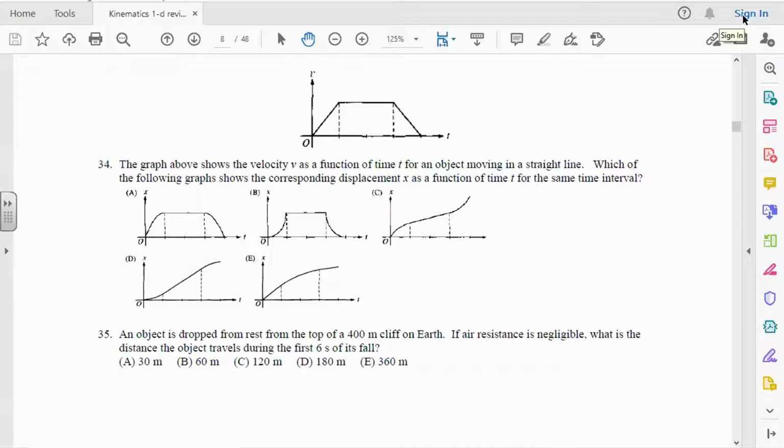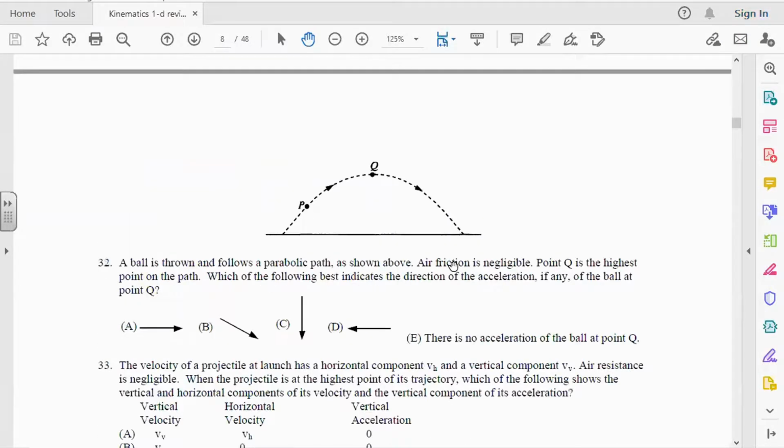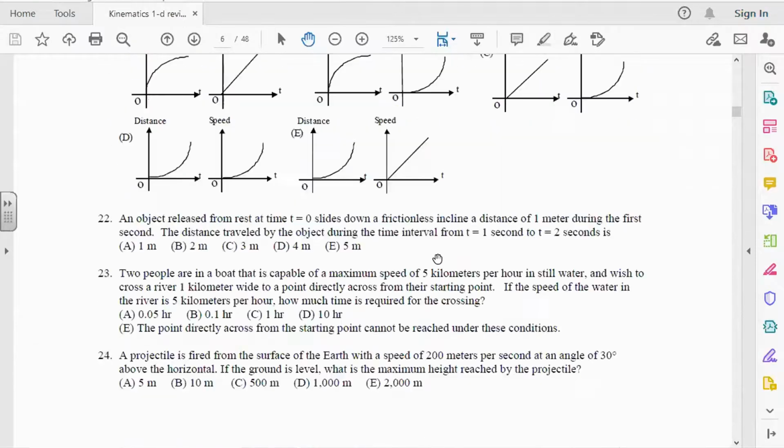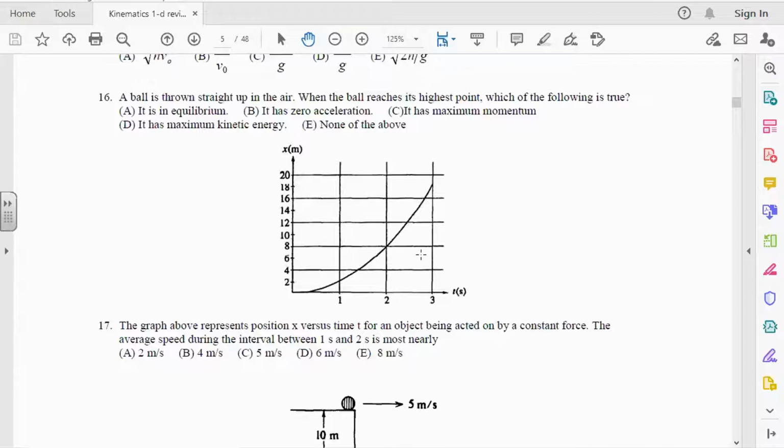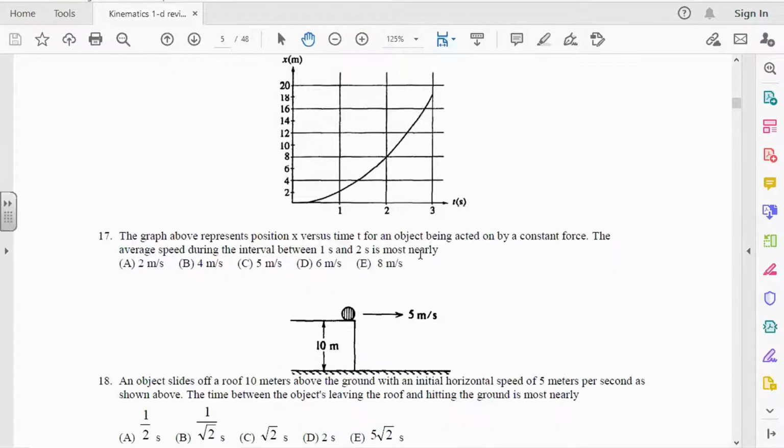All right, so number 16 is the next one, going back. I've got to organize these by topic, which is why I'm jumping around. Actually, it's not 16, it's 17. So this graph is what we want to look at, and this question goes along with it. Number 17 says the graph above represents position, x versus time, for an object being acted on by a constant force. The average speed during the interval between 1 and 2 seconds is most nearly.